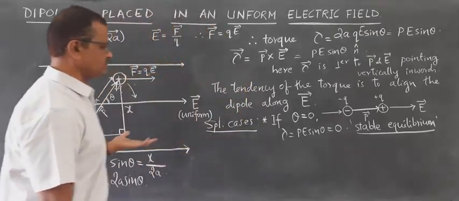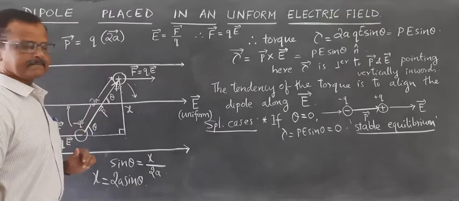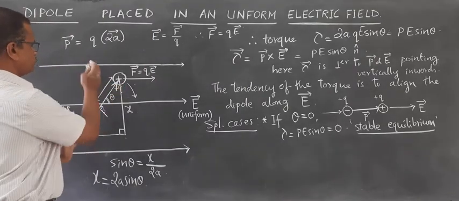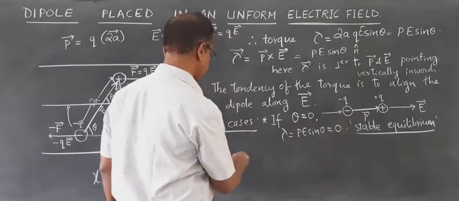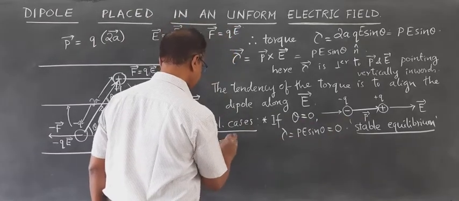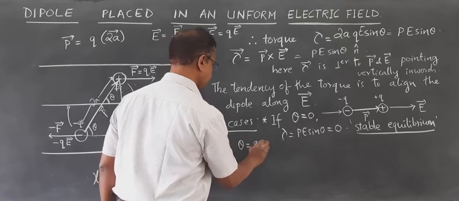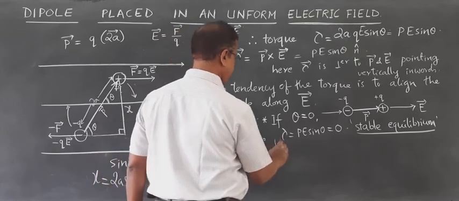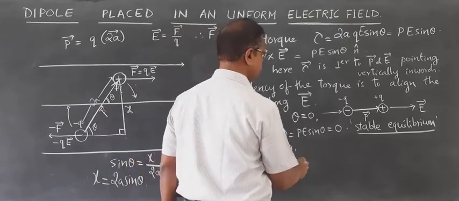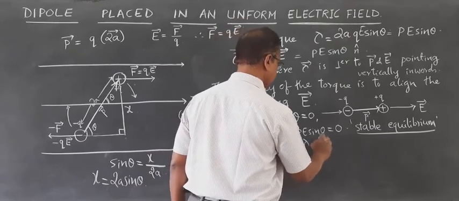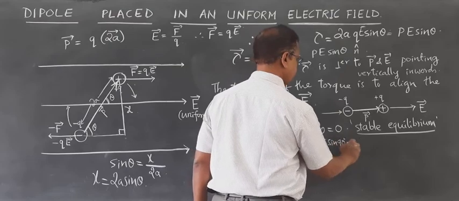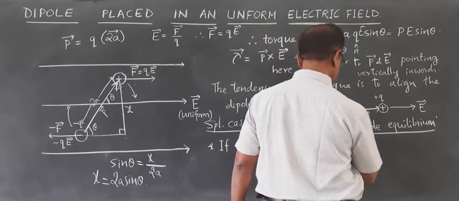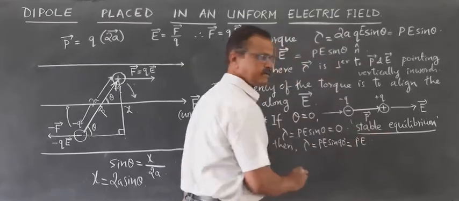In case the angle theta is 90 degree, if the dipole is oriented at 90 degree, theta equal to 90 degree, then what happens? If theta is equal to 90 degree, then torque tau equal to PE sin 90. Sin 90 is 1, so it becomes PE. So it experiences maximum torque.